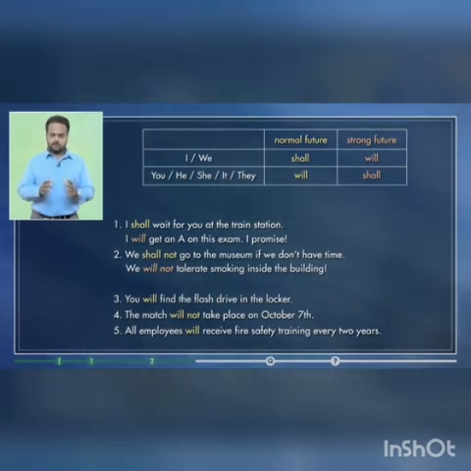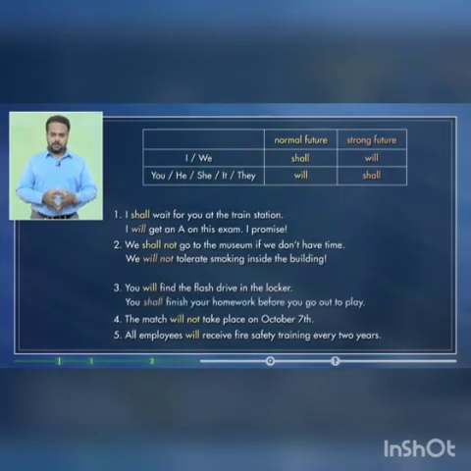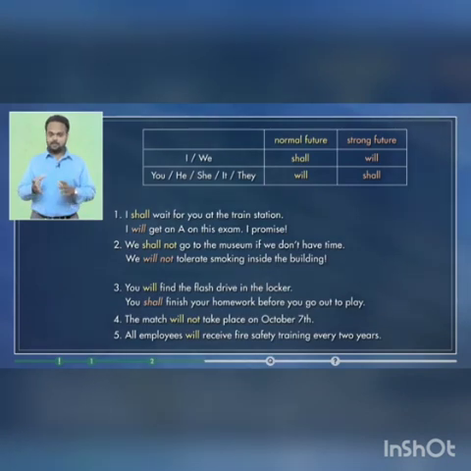These are first-person subjects. With second and third-person subjects, we use shall. For example, you shall finish your homework before you go out to play. What type of sentence is this? It's a command or order. You can imagine a mother saying this to her child.